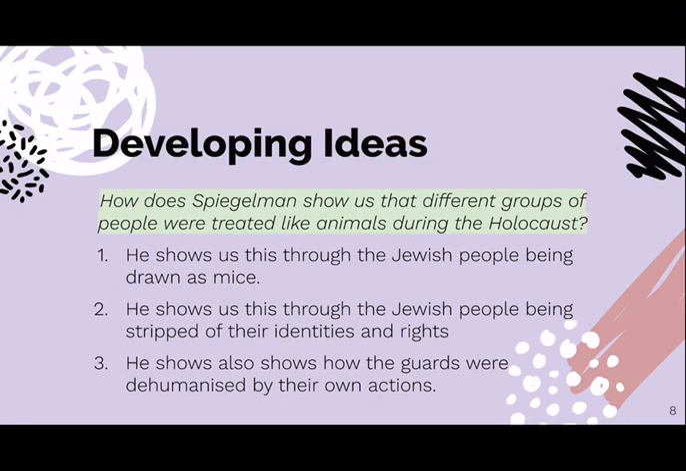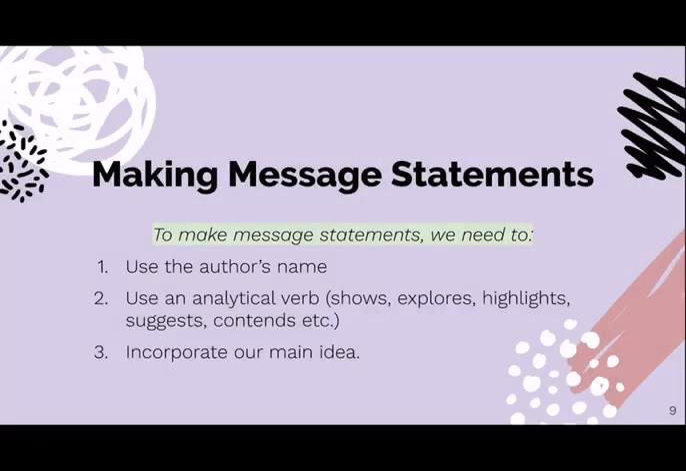Okay, well, he shows us through the Jewish people being drawn as mice. That's a pretty clear link between the Jewish people drawn as mice and how people were treated like animals during the Holocaust. The second way that he shows us how people were treated like animals during the Holocaust is through the Jewish people being stripped of their identities and their rights. The third way he shows us that people were treated like animals during the Holocaust is through how the guards were dehumanized by their own actions. So remembering that dehumanized means having your humanity taken away. All right, so these are my 3 main ideas.